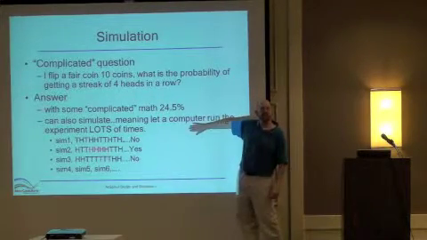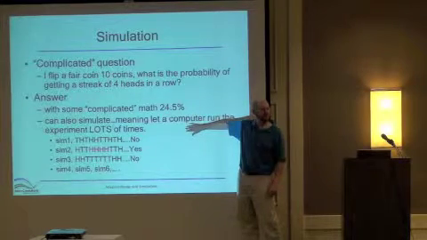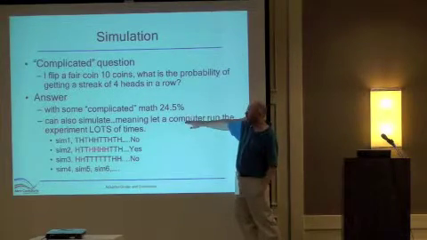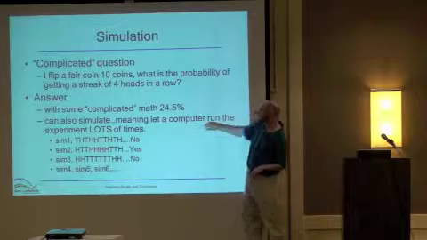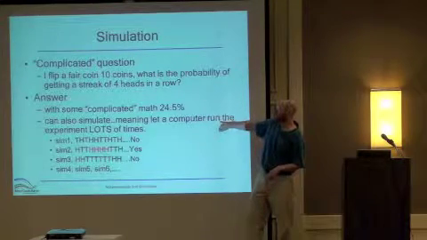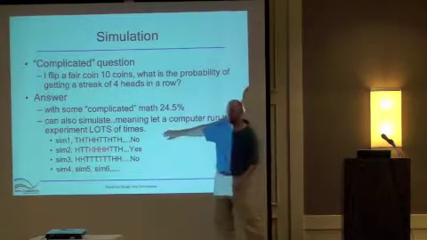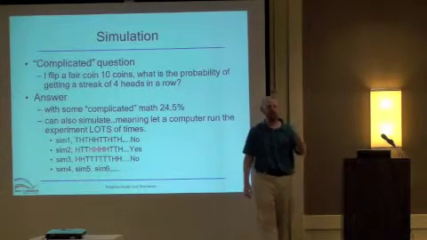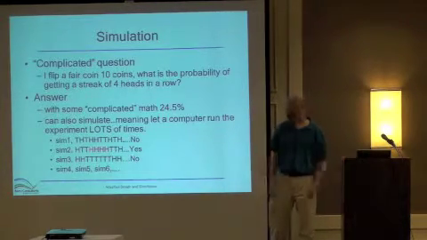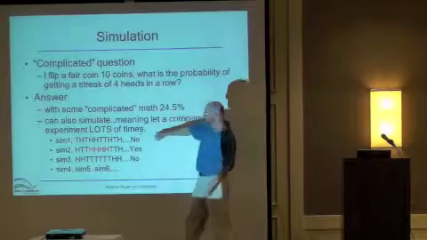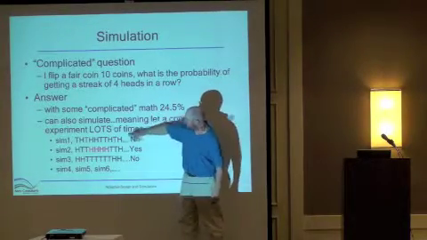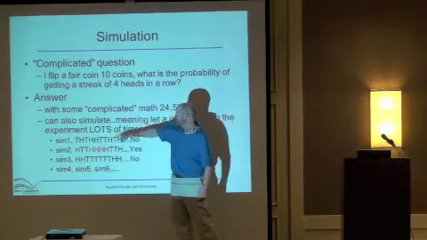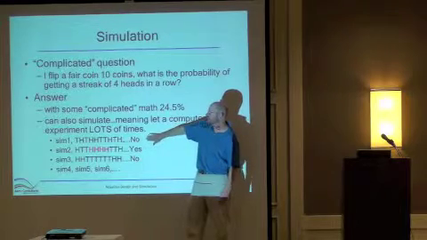That's if you know the math tricks in order to get it. If you have a handy computer, there's a simpler way to do this. Takes a little longer, depending on your definition of longer. But let the computer run the experiment lots of times. So we just tell the computer, flip a coin 10 times. They know how to do that. So I did simulation 1. I got tails, heads, heads. Anyway, I didn't get a streak of 4 heads.